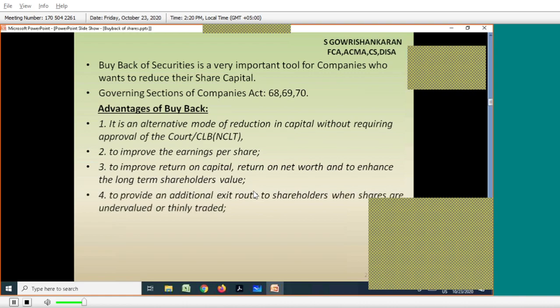To provide an additional exit route to shareholders when shares are undervalued or thinly traded. Meaning, sometimes a very good company is performing very well, but still its shares are not well traded in the stock market. You know the stock market, right? They buy and sell shares based on the market price. Sometimes even though a company is performing well, its shares are traded at a very low market price due to various reasons.